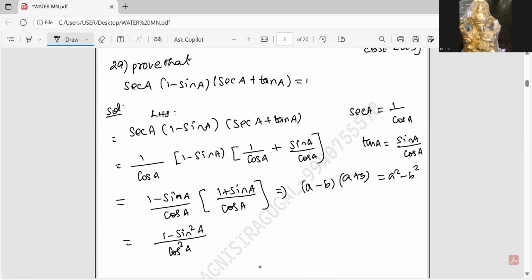1 minus sin square A, 1 minus sin square A equals cos square A. So cos square A divided by cos square A. Same term, so they cancel. We get the answer 1, which is the right hand side.